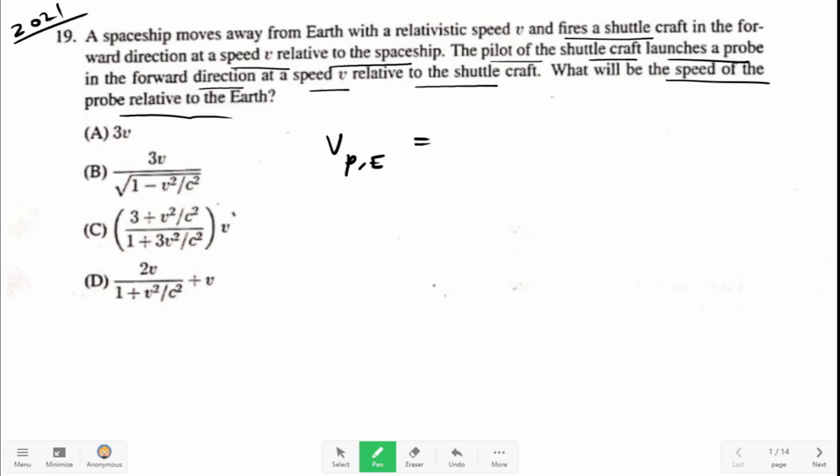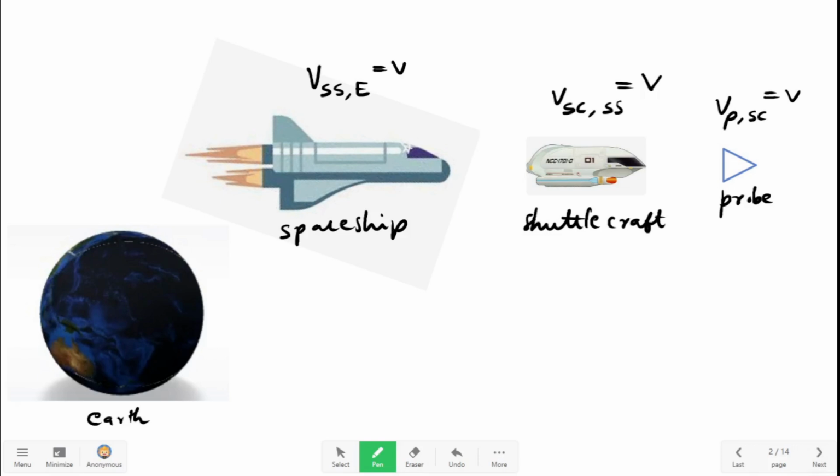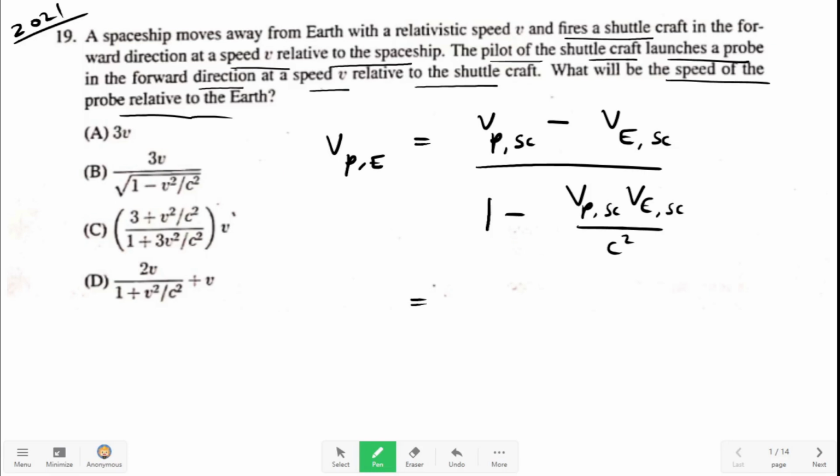So this is equal to, if we apply the relativistic addition formula, Vp minus Ve divided by 1 minus Vp times Ve divided by c square. Now you have to measure the speed of the probe and Earth in the same frame. So let us take it to be the shuttlecraft. The speed of the probe with respect to the shuttlecraft is v, but the speed of the Earth with respect to the shuttlecraft is to be found out. So let's find the speed of Earth with respect to the shuttlecraft.